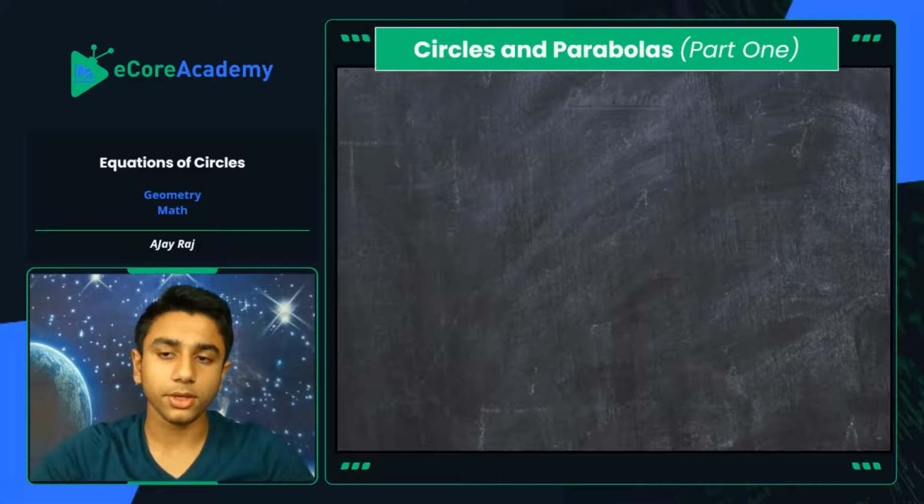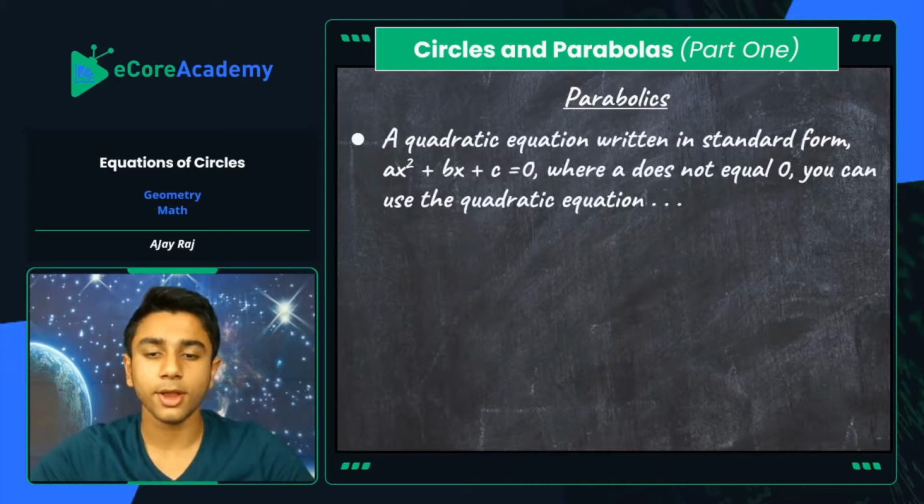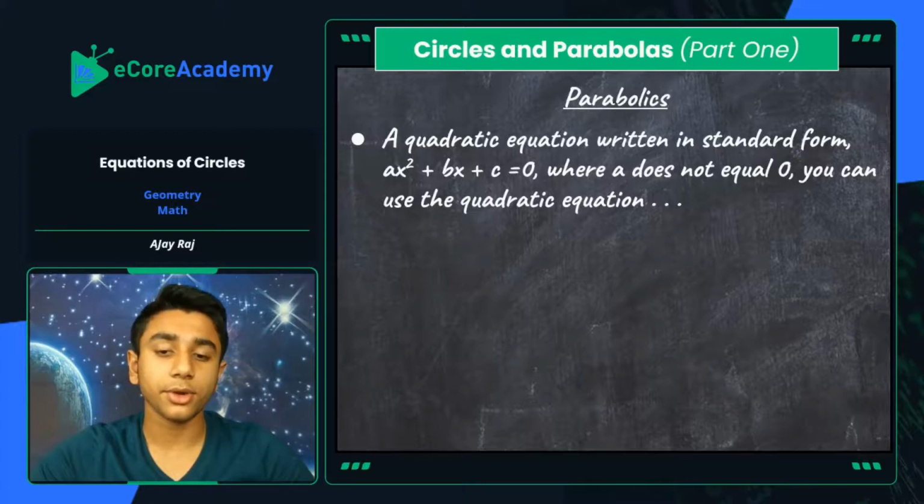Circles and parabolas, part 1. Let's look at parabolics. Now, I know this is about circles, but the actual equations for circles and parabolas are derived from similar roots, and they look quite similar because they are very similar in their identification and their graphing. So a quadratic equation written in standard form, ax squared plus bx plus c equals 0, where a does not equal 0, you can use a quadratic equation.